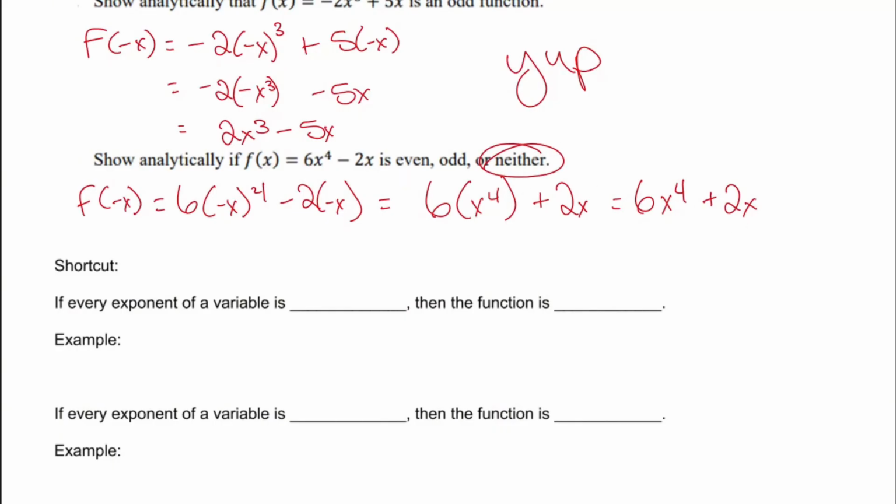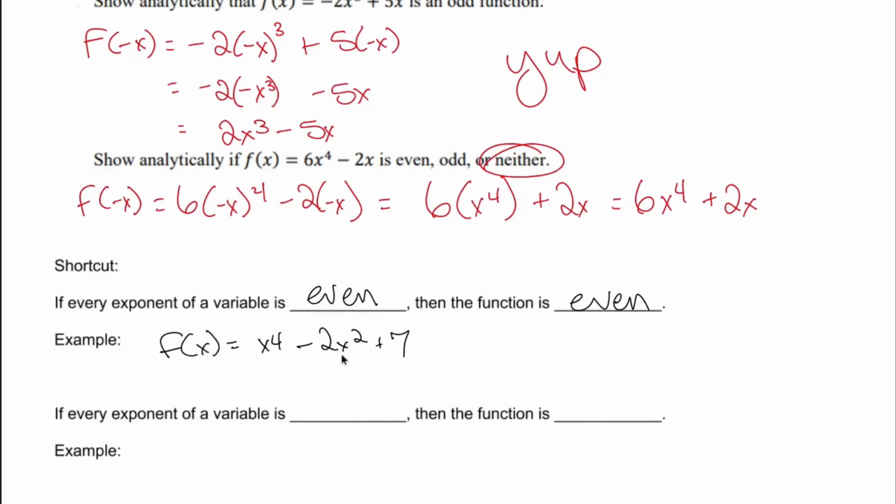Now that was so much work, and I hated every second of it. Boy, oh boy. Is there a faster way that you can do this? Yup. First off, if every exponent of a variable is even, then the function is going to be even. For example, if I give you something like f of x equals x to the fourth minus 2x squared plus 7, the variable has an even degree.